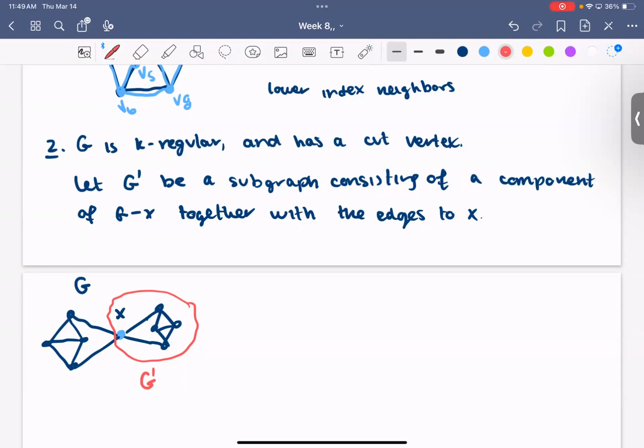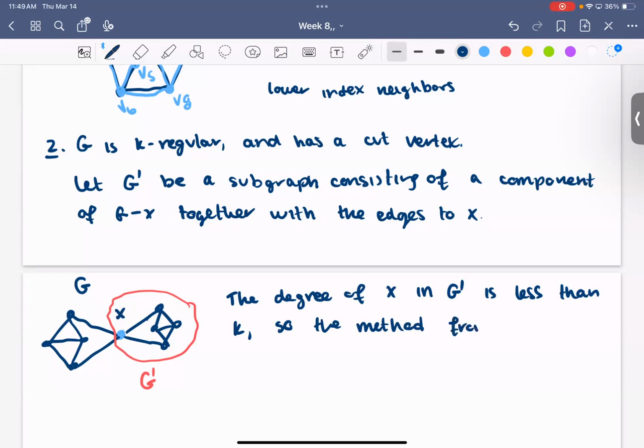So the degree of X in G prime is less than k. And so the method used in part 1 will give me a k-coloring of G prime. Let me write that down. The degree of X in G prime is less than k. So the method from case 1 will give a k-coloring of G prime. Okay, so that gives me a k-coloring of G prime.